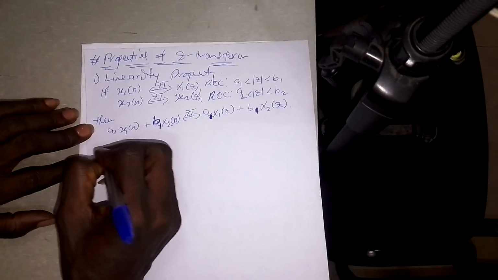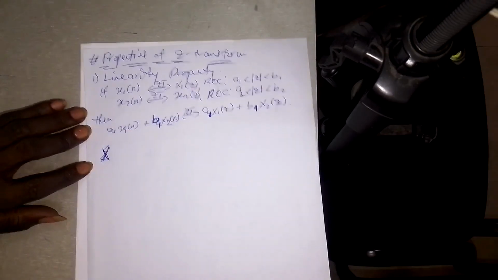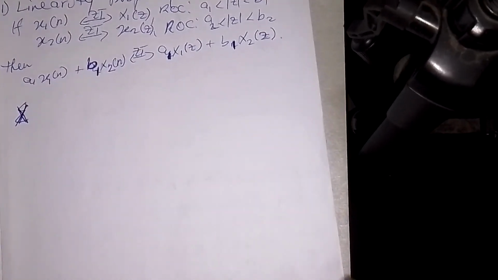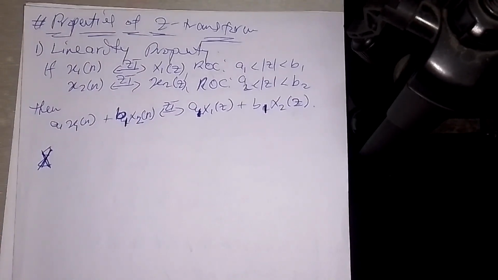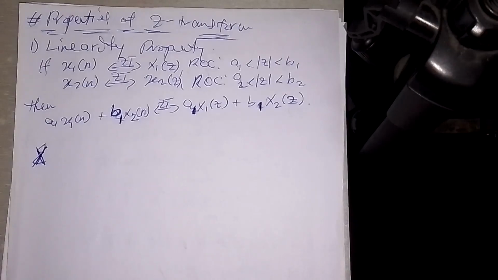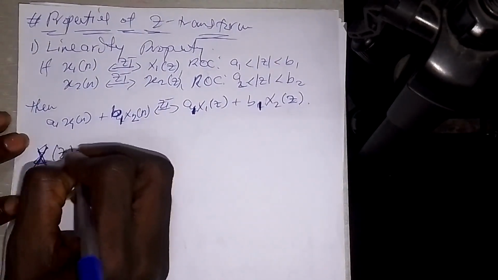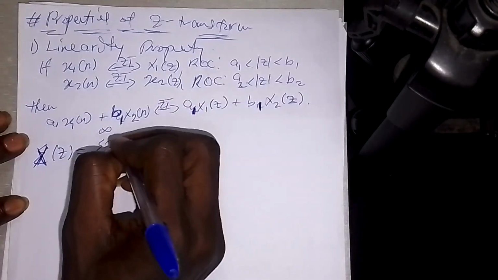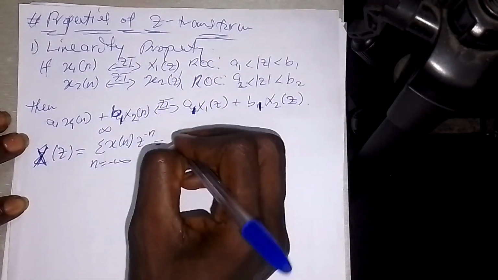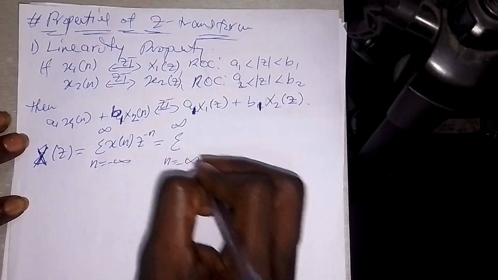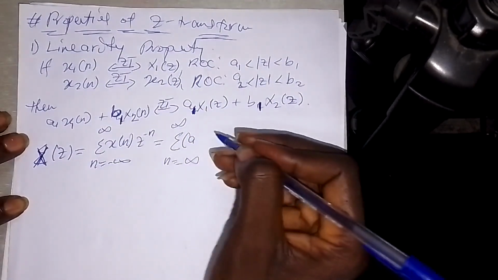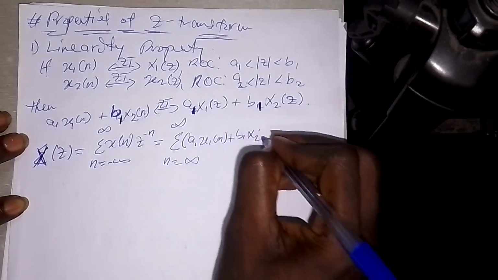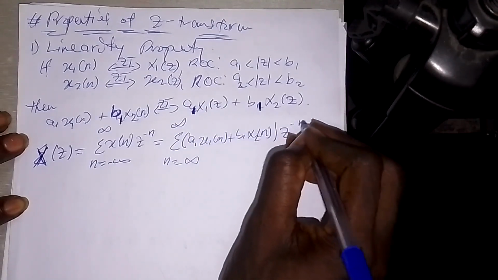So to prove this one, what I can say is that my X of Z is going to be equal to the summation from n equals minus infinity to infinity of x of n into Z to the power minus n, which is equal to the summation from n equals minus infinity to infinity of A1 x1 of n plus B1 x2 of n, into Z to the power minus n.